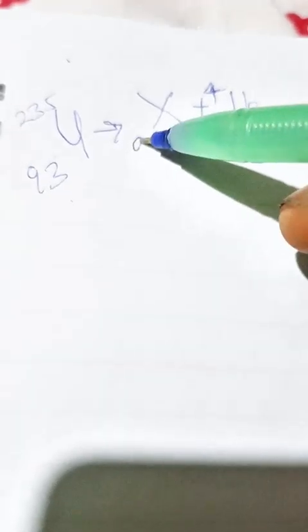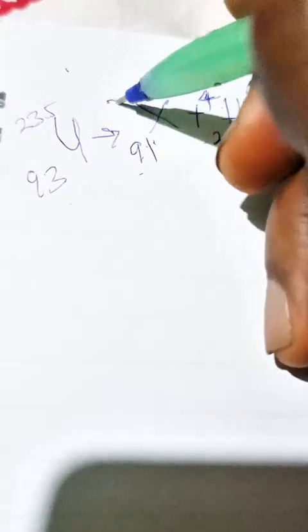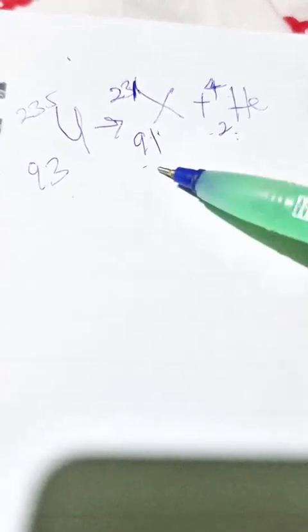So for me to get here now, what will I add to 2 that will give me 93? That is 91. So here will be 91. 91 plus this 2 is 93. What will I add to 4 that will give me 235? It's 231. So that means for this x now, the atomic number is 91, the mass number is 231. Are we together?